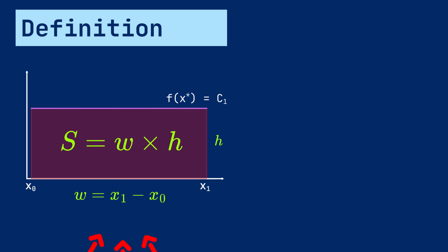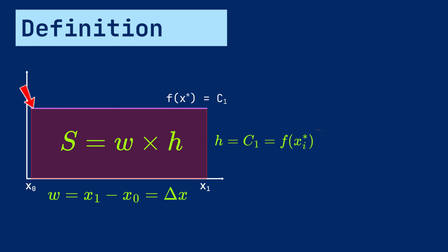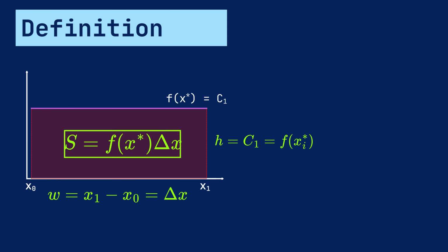Starting with width, it's just the distance between 2 points, from x0 to x1. And we usually call such a difference delta x. As for height, it's the distance from the 0 line to the function. As the function is constant, it is always the same height. Any function point will be the same. So if I take a value at the start of the interval, it will be the same as at the end of the interval, as it is a constant. So to calculate the area of this rectangle, I just need to pick any function point and multiply it by delta x, the interval length.